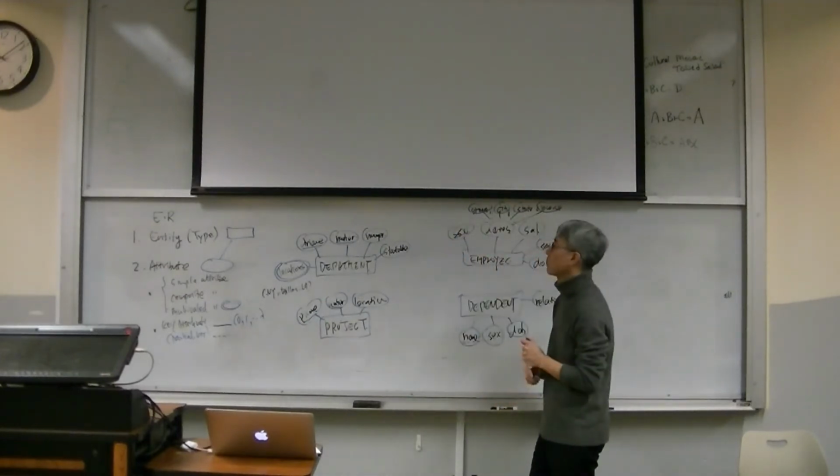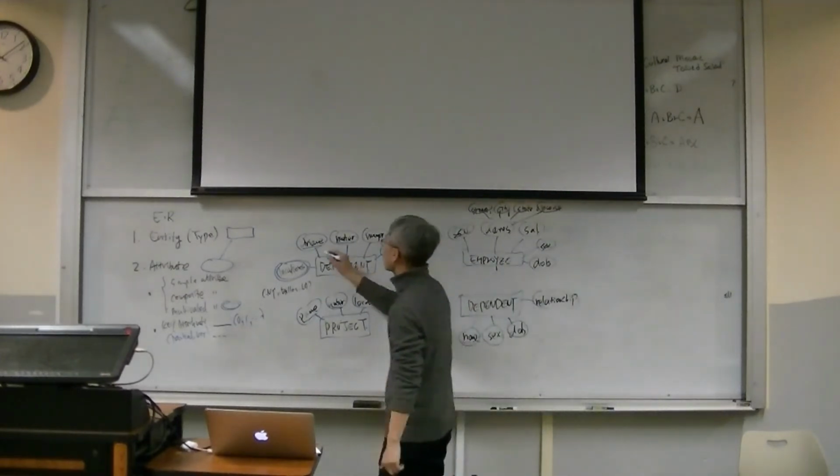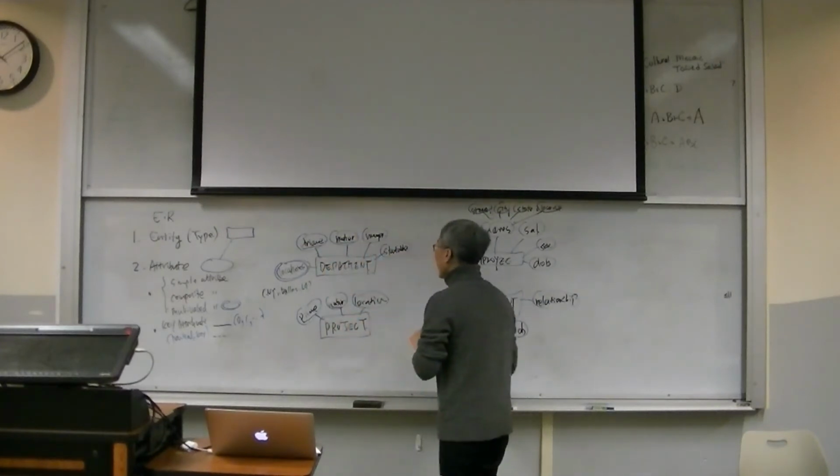Sometimes the key attribute is the D name and D number.